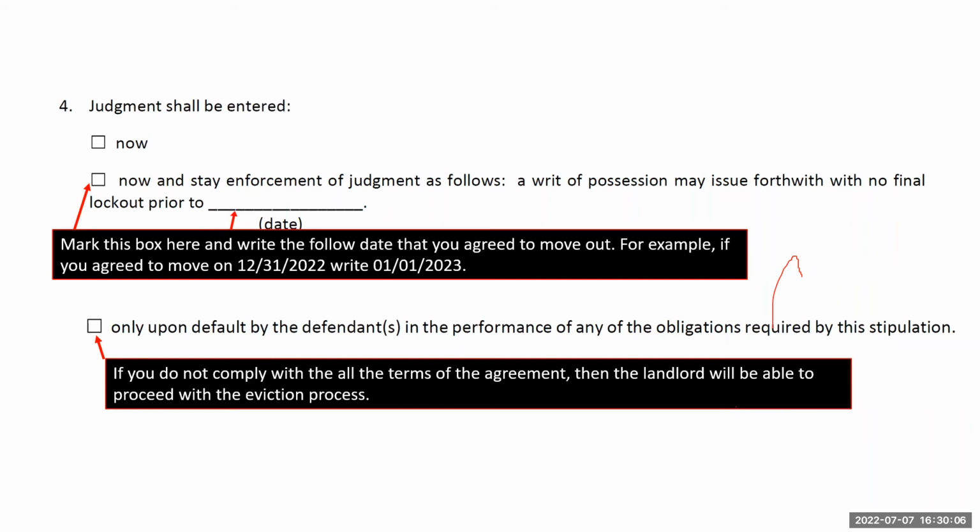The third box, it's in case there is a breach of the settlement agreement, right? So if you guys come up with an agreement and you breach that settlement agreement, then the landlord can then go ahead and ask for the judgment to be entered and to proceed with the eviction process, which we'll take a look at in a few slides.